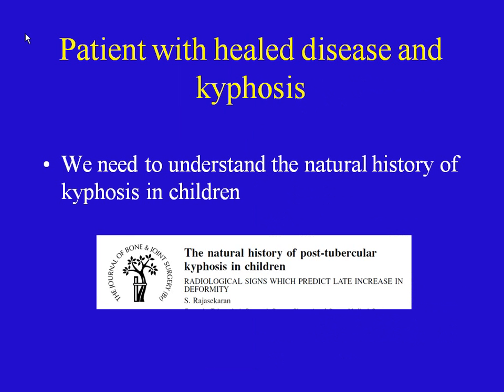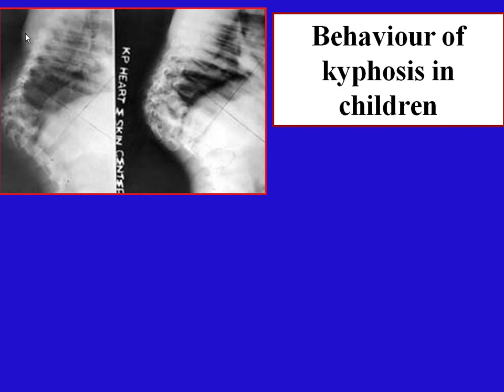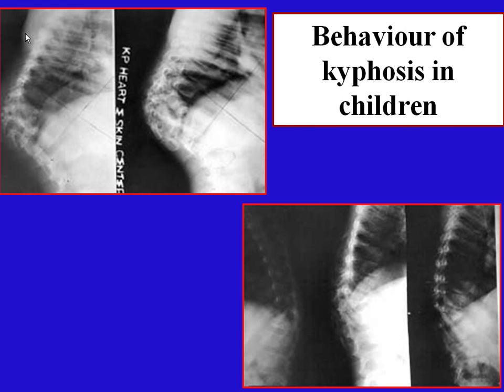Now, the third category is patient with healed disease and kyphosis. For that, we need to understand the natural history of kyphosis in children. Well, behavior of kyphosis, as I said, some of them will continue to progress in spite of the growth, while others will remain static with the growth. So we need to find out which are progressive and which are going to remain static.